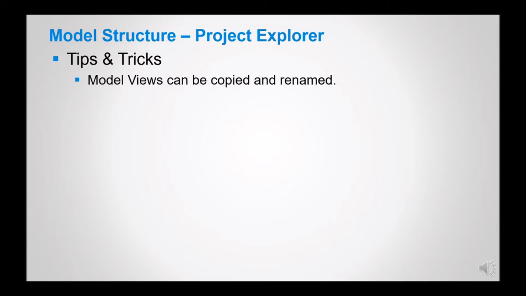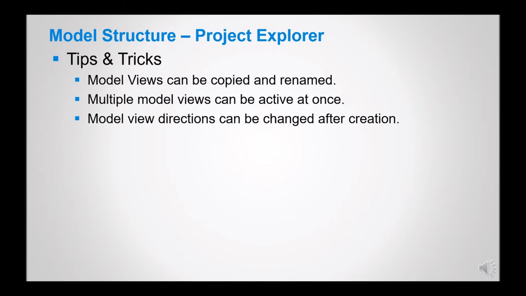You can have multiple views active at once. I think I mentioned that earlier on. So that can be quite a good feature if you're trying to look at the left-hand side of a building and the right-hand side of the building, you've got a common detail between the two and you want to copy it from one side to the other. You can also change a model view direction.